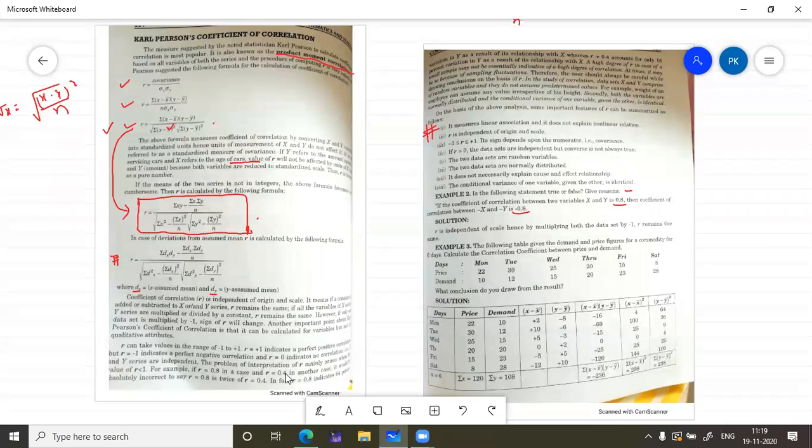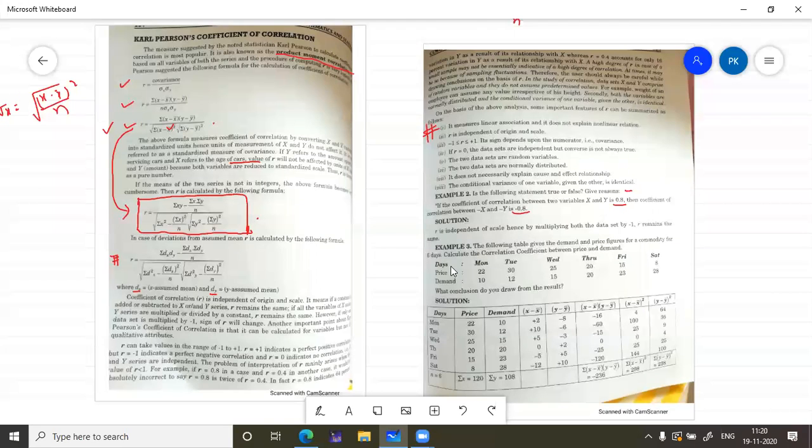Yes, ma'am. So look at the example number 3 here. The following table gives the demand and price figures for a commodity for 6 days, and you have to calculate the correlation coefficient between price and demand. One more thing, agar method mentioned nahi hai, then go for the Karl Pearson's coefficient of correlation, or by name aata hai, then go for rank correlation only.